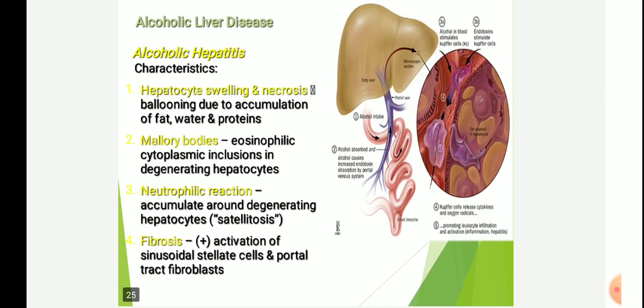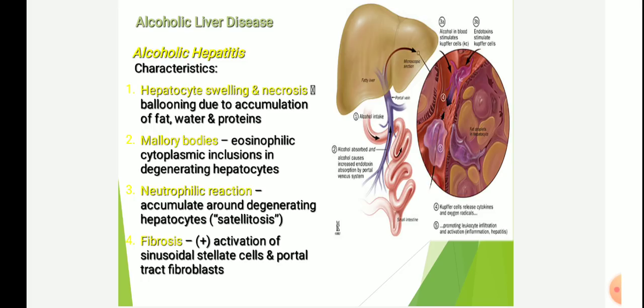So what basically happens here? In alcoholic hepatitis, what happens there? Hepatocyte swelling, necrosis, ballooning degeneration with accumulation of fat, water and proteins. Mallory bodies, so what are these?